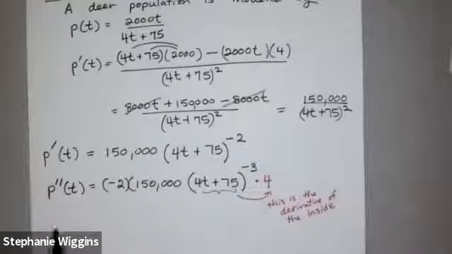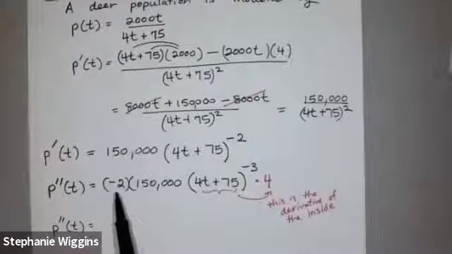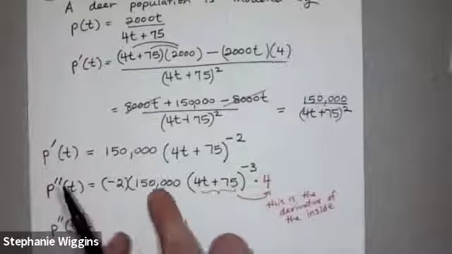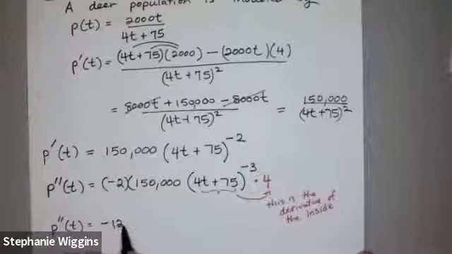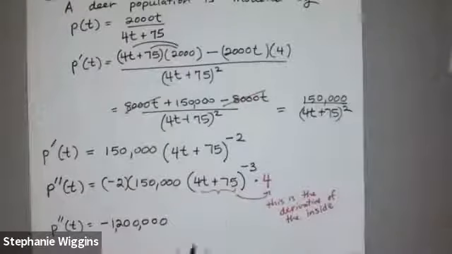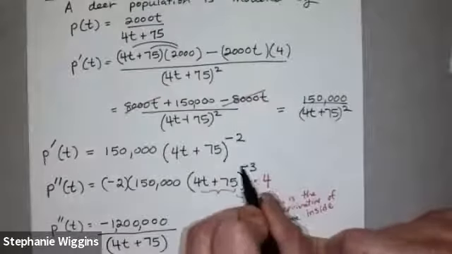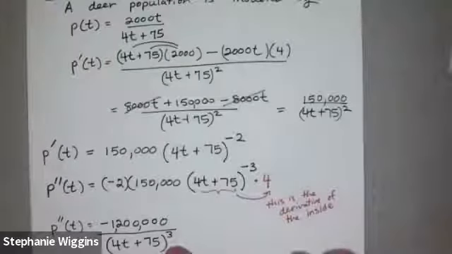And this simplifies to negative 2 times, well, 15, let's say, that's going to be 30 plus 4 zeros, and negative 30, and then you got the 4, so that's going to be negative 120 plus 4 zeros. So that's going to be 1,200,000. And then, of course, you have the 4t plus 75. That's why I put it in the denominator, because of that negative. All right, so this is my second derivative.